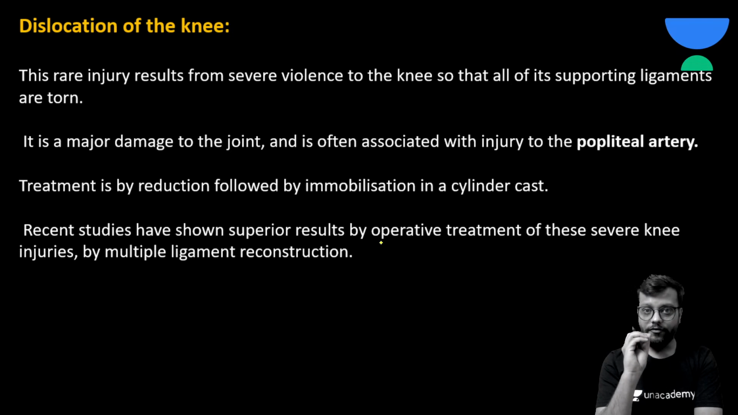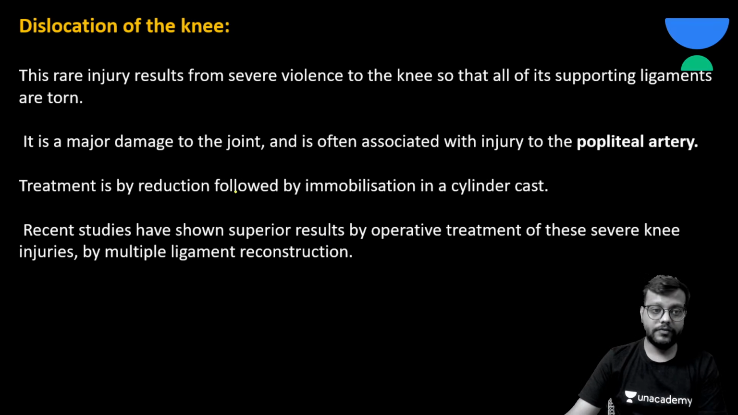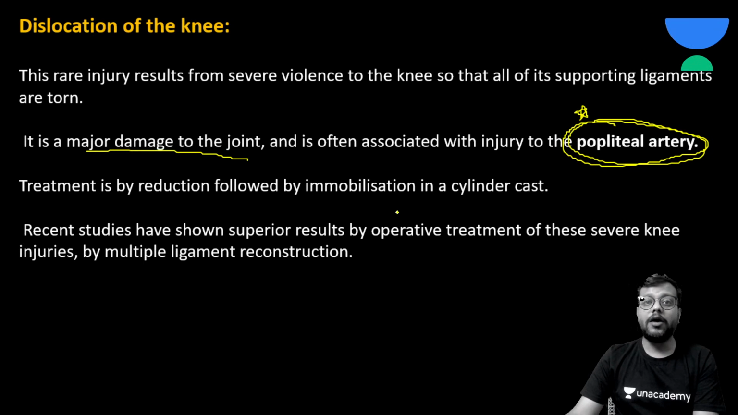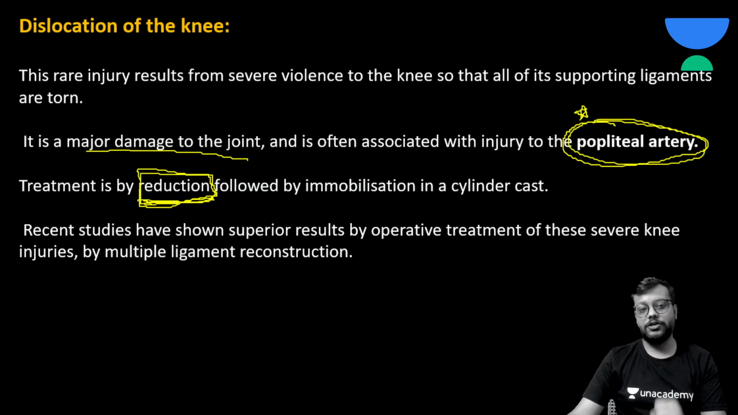Okay, so there are very high chances of injury to these structures also. So there is a major damage to the joint, and as we have discussed, the most commonly affected artery will be the popliteal artery. Treatment is reduction, but many times, often always, you need surgery or open reduction to reduce a dislocated knee joint.